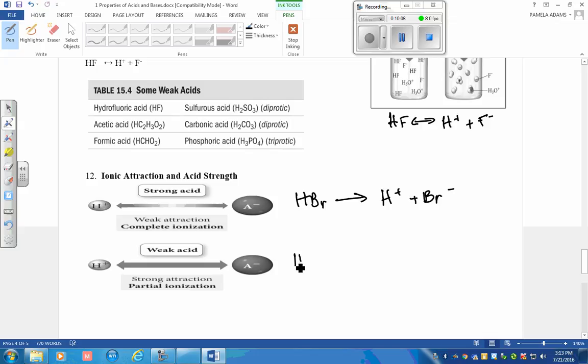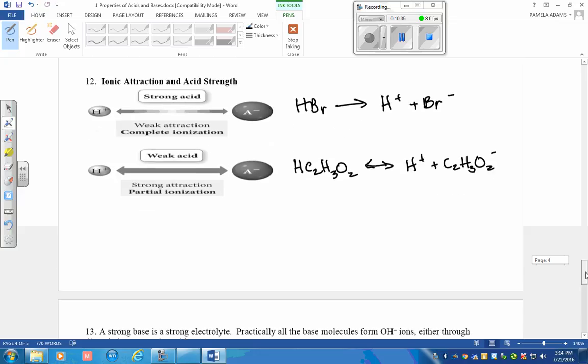A weak acid, such as acetic acid, has a few hydrogen ions formed and then a few acetate ions formed, but the majority of the acid stays in this molecular form. The hydrogen ion has a stronger attraction for the acetate ion, keeping them together, than the hydrogen ion has for water.